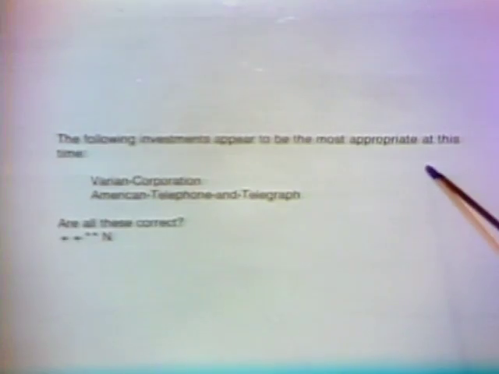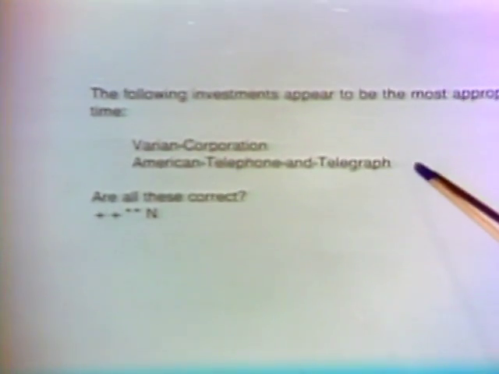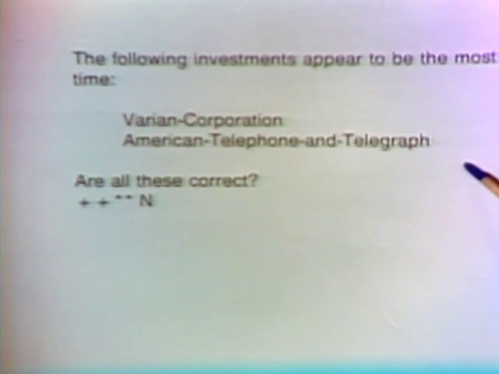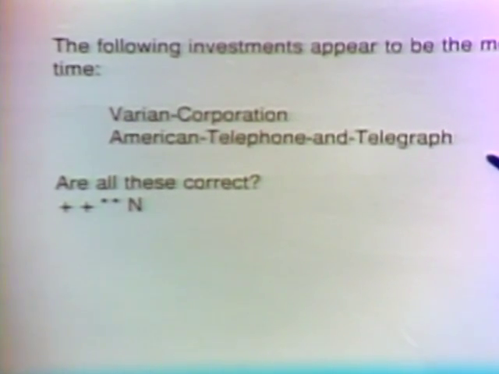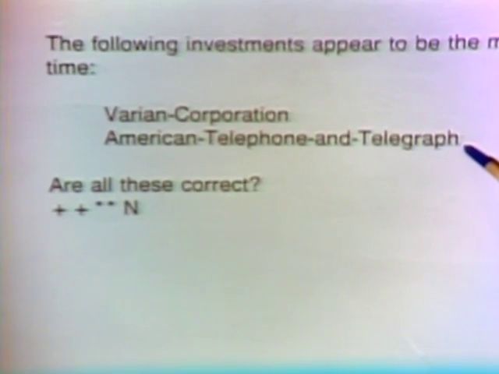Here are the conclusions that the system suggests. In this case, it turns out that it looks like an investment in Varian and in AT&T would be a good choice for this particular investor. And up to now, up to this point right here, we've been dealing with the standard sort of interaction between the performance program, in this case the investment consultant, and the user.